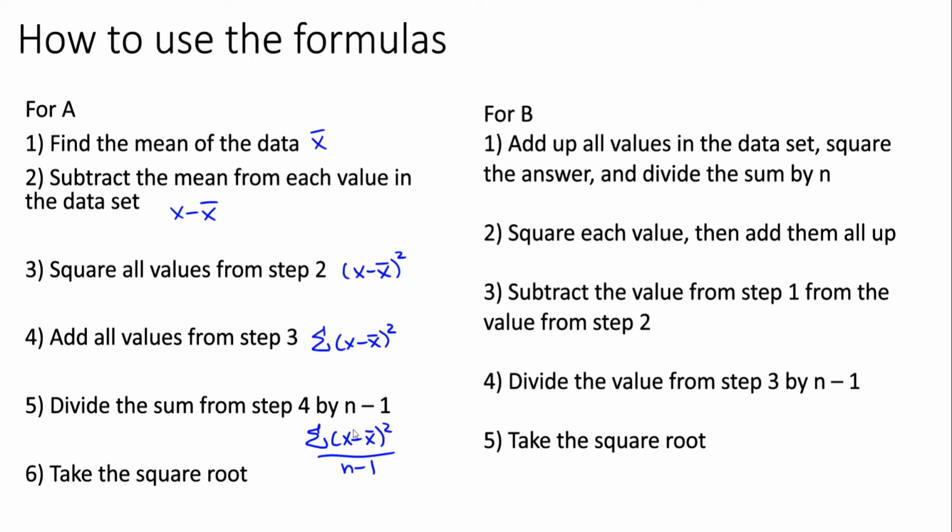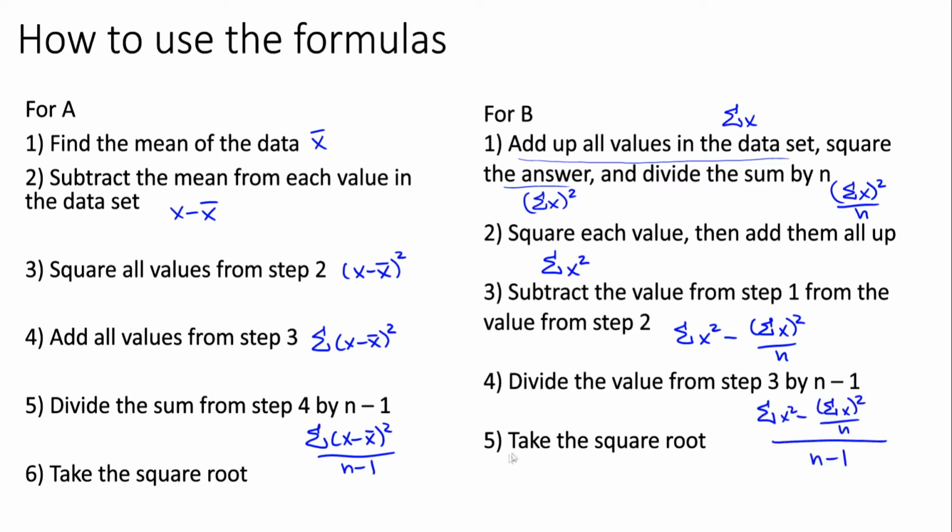Now for formula B. First you would add up all the values in the data set. So this is sigma x. Then you would square the answer. That would be squaring it like this, and then divide the sum by n. So we would take this squared divided by n. For step 2, square each value, then add all of them up. So this is sigma x squared. Step 3, subtract the value from step 1 from the value from step 2. That's this. Step 4, divide the value from step 3 by n minus 1. And then step 5, we would take the square root of this entire expression.